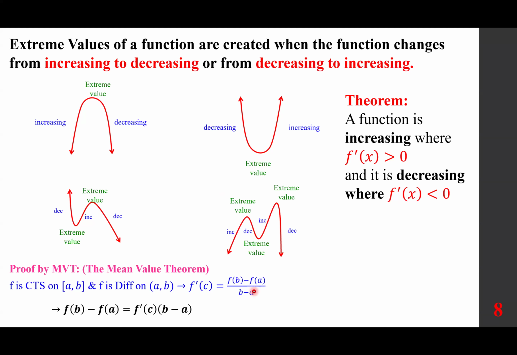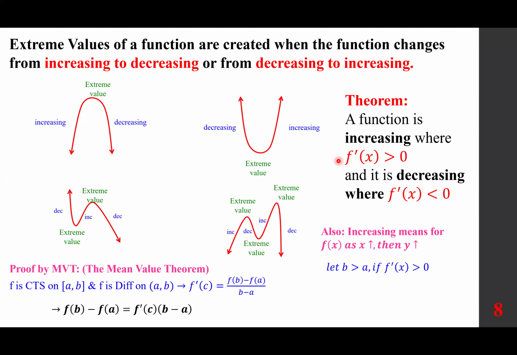But how does that help us with the proof? The meaning of increasing, remember: when x gets larger, y gets larger. So normally when we have a and b, we are assuming, and if you look at this one, b is on the right side of it. So b is larger than a. So for sure, b is larger than a. So let's assume f prime is positive.